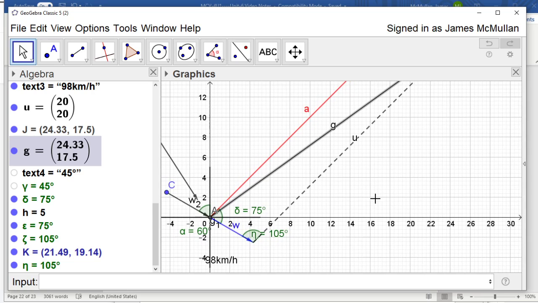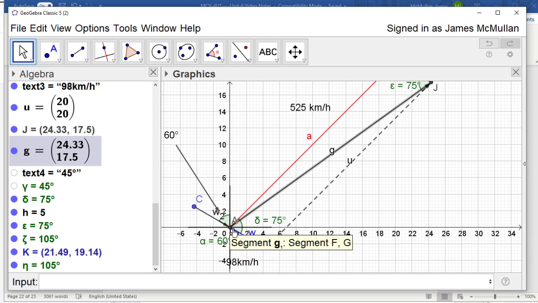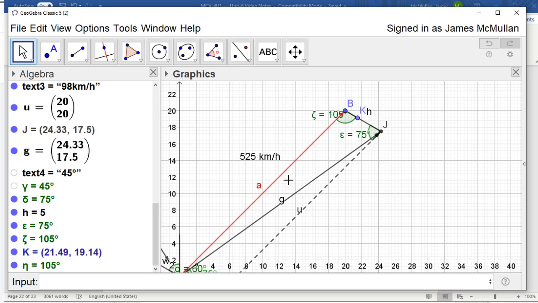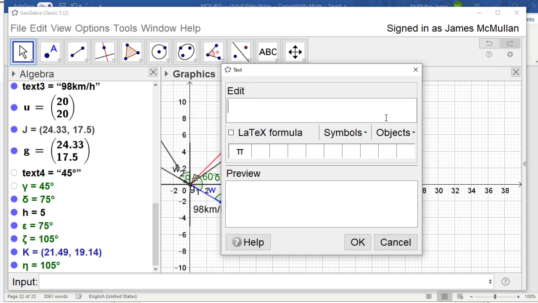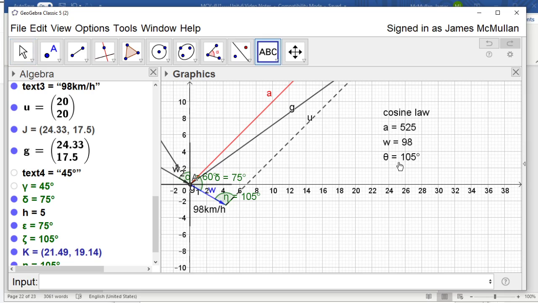Because look at my triangle now. My triangle has one side is 98, the middle angle is 105, and the other side is 525. So I can finally solve this question with the cosine law. The airspeed is 525, the wind speed is 98, and the theta between the two vectors is 105 degrees. And now that I have that information, I'm good to go ahead and do the cosine law.